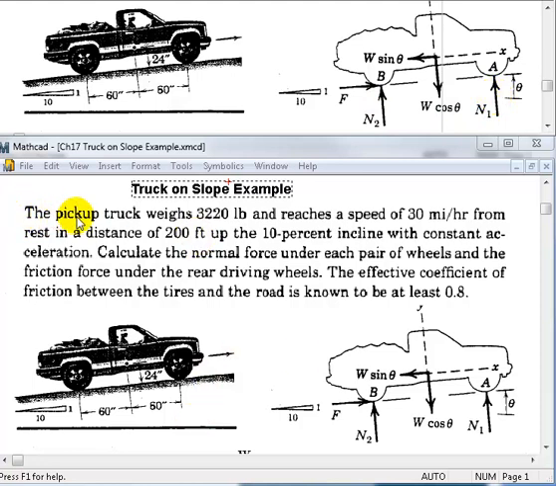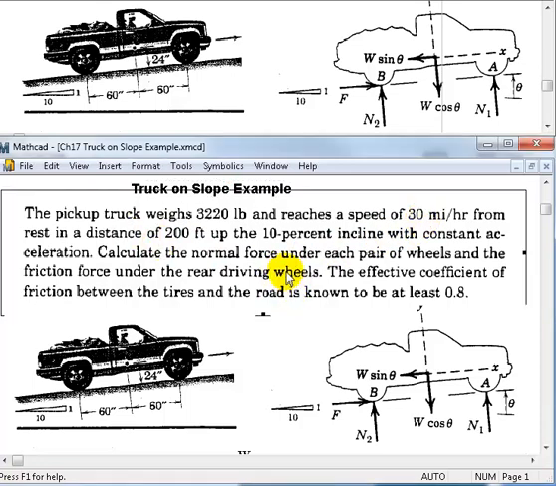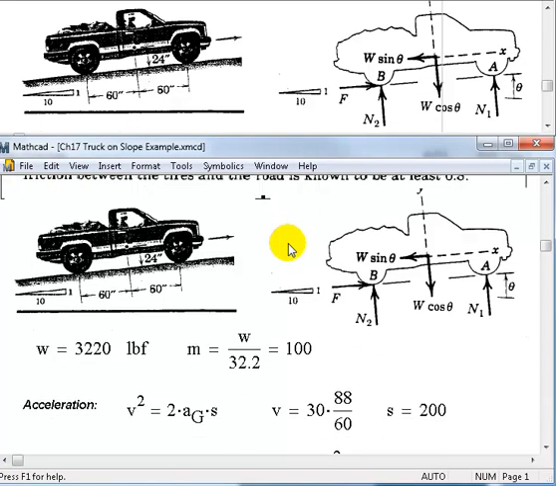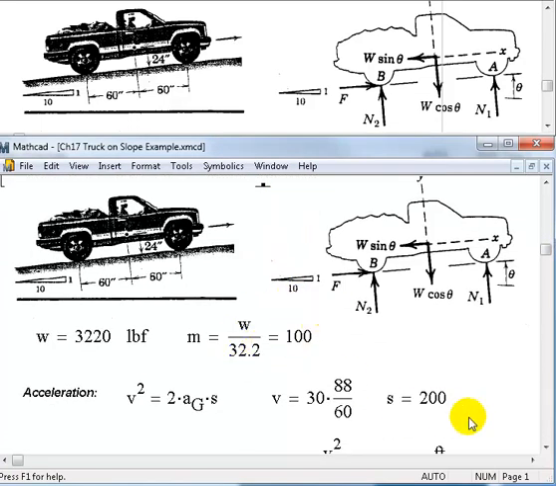Now, parsing these dynamic words, we are told the weight of the truck. We'll get the mass from that, but here's the key. It reaches a speed of 30 miles an hour, starting at rest, in a distance of 200 feet, with constant acceleration. So that's a constant acceleration problem, meaning we can determine the acceleration since we know the speed achieved and the distance traveled. And that is the kind of problem that I would call an a ds equals v dv problem.